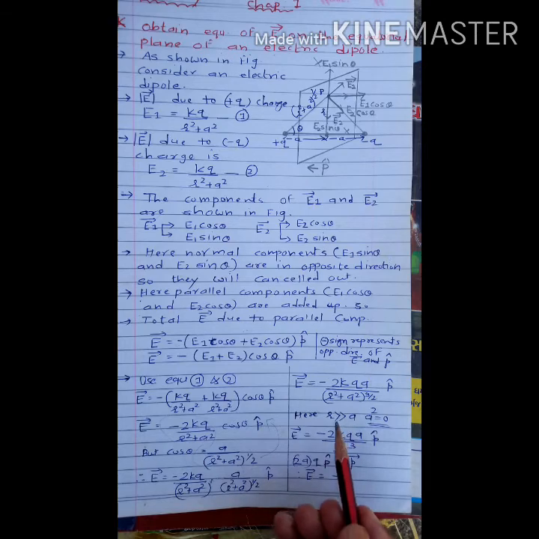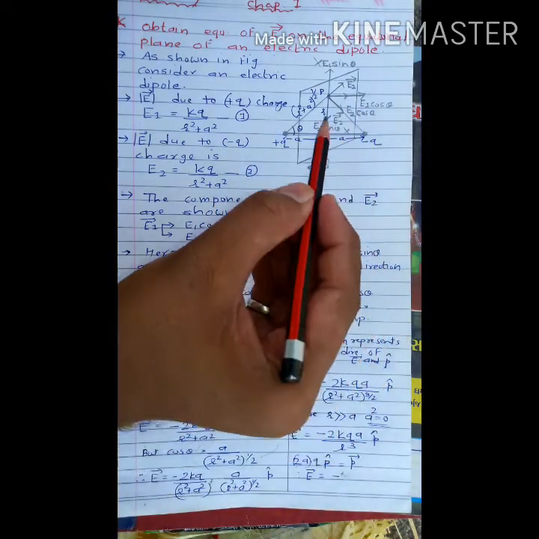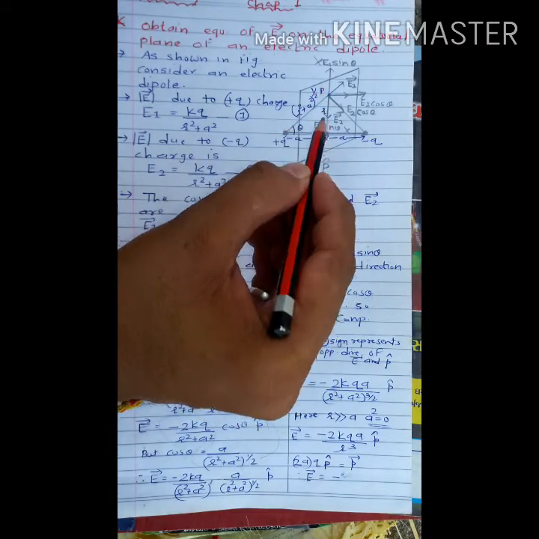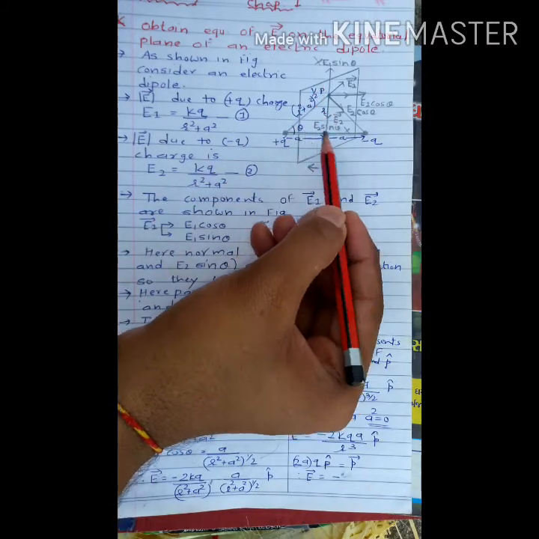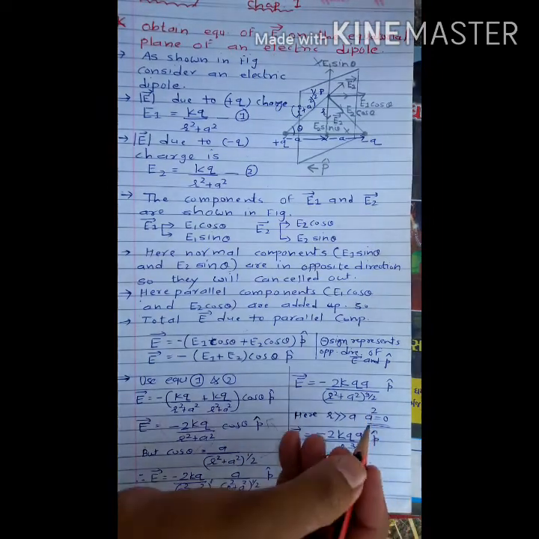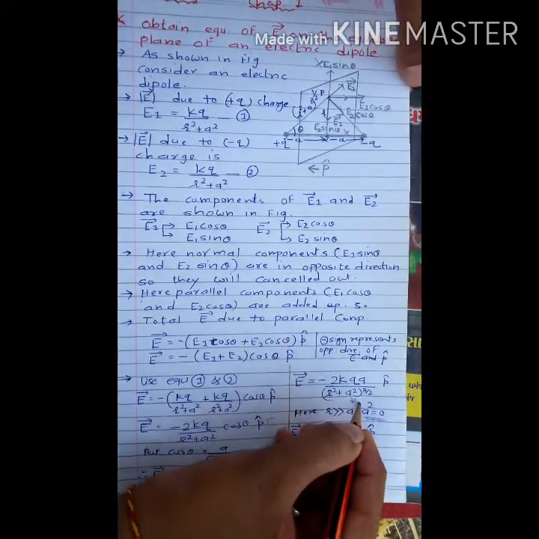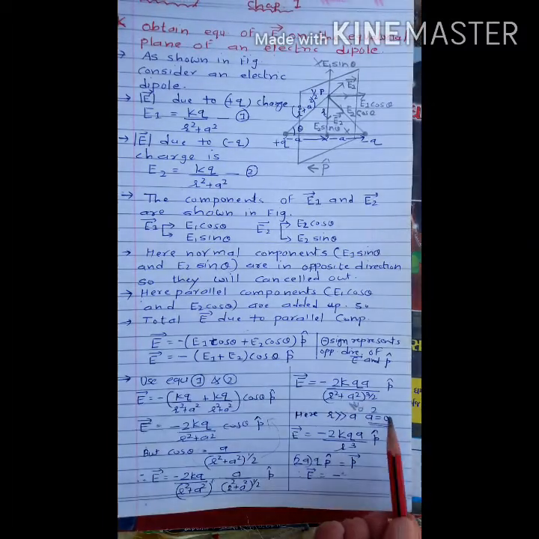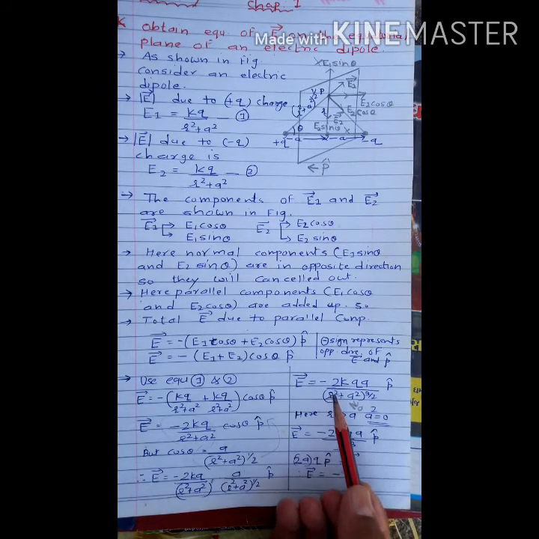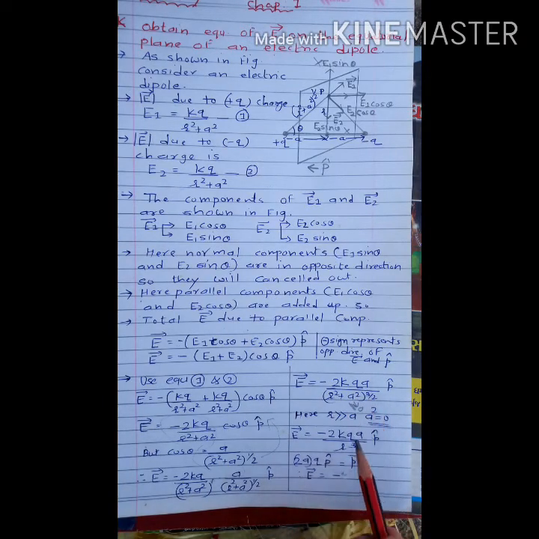Here distance R is much greater than A. See this figure. This distance from the midpoint of the dipole to point P is much greater than this distance. So here we will ignore A square in the denominator. So A square in the denominator becomes 0. This term becomes 0. So we have vector E is equal to minus 2KQ into A upon R square raised to 3 by 2. So the 2 will cancel out and it becomes R cube into P cap.